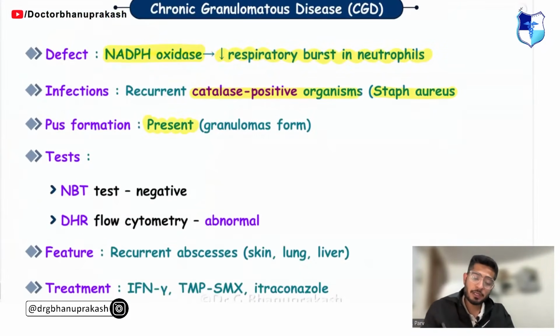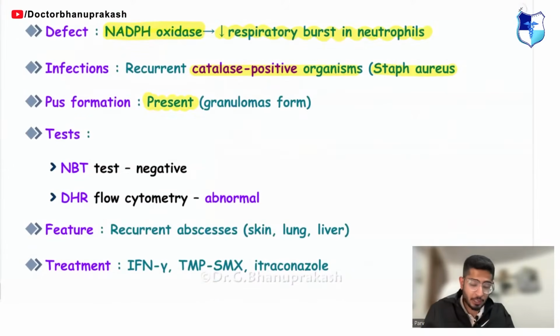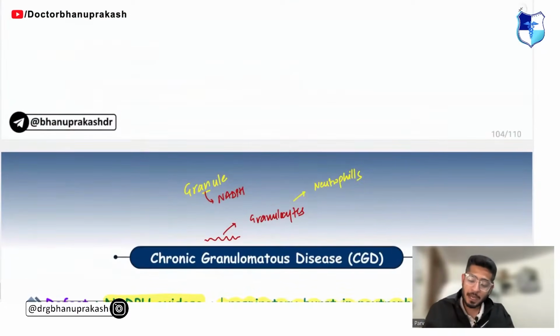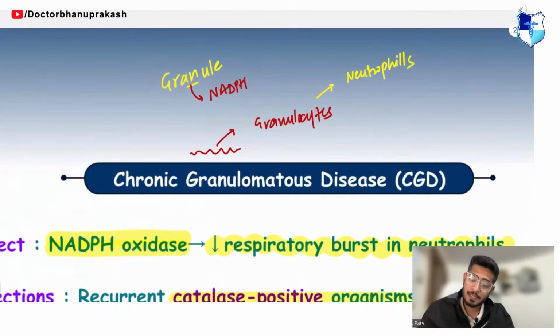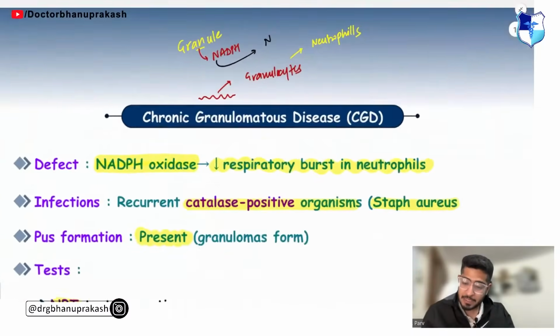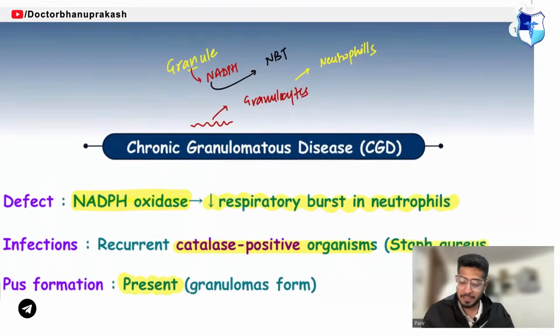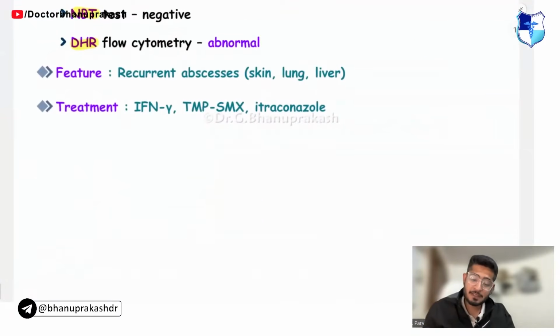Please understand, in chronic granulomatous disease you have some tests called the NBT test and the DHR test. The NBT test and the DHR test are going to be negative or abnormal. From NADPH you can remember N, and N is the NBT test. Because there is a failure, there will be recurrent abscesses formed.